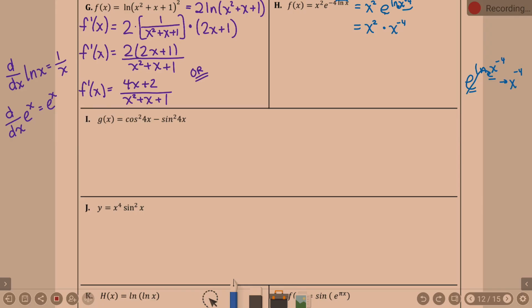Now, what is x squared times x to the negative fourth? X to the negative second. So, what I'm proposing is f of x actually cleans up to be x to the negative second. Very nice, isn't it? Now, keep in mind, have we done the derivative yet? We have not. What's the derivative of x to the negative second?